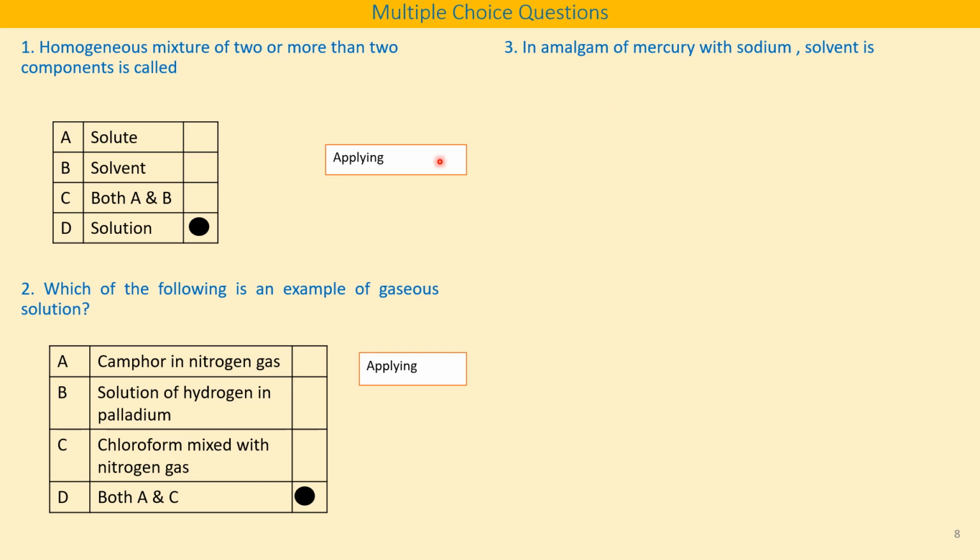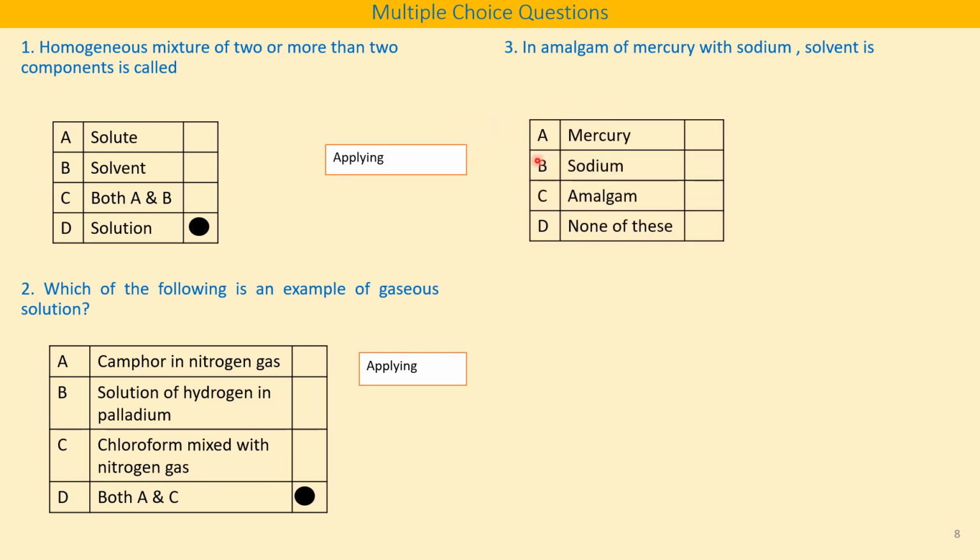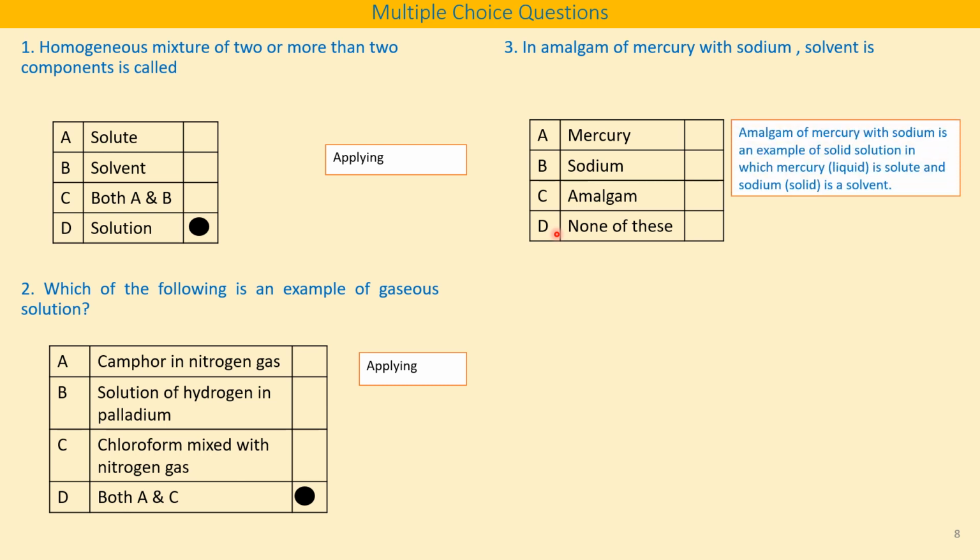In amalgam of mercury with sodium, solvent is option A mercury, option B sodium, C is amalgam and D is none of these. We have to identify the solvent. Here amalgam of mercury with sodium is an example of solid solution in which mercury, that is liquid, is solute and sodium, that is solid, is a solvent. So answer is B. So B is the solvent, sodium is the solvent.